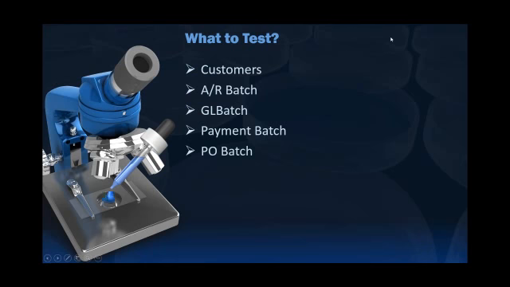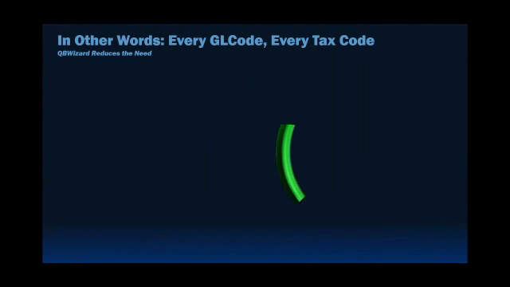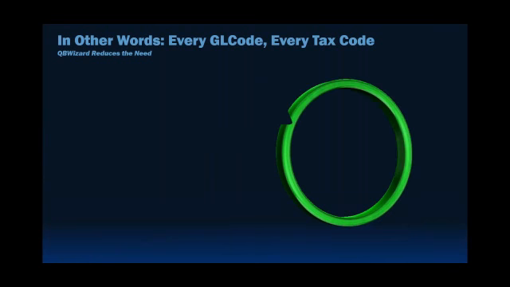Okay, so what to test? We want to test customers, the AR batch, the GL batch, the payment batch, and also the PO batch. Essentially, we want to test everything, every GL code, every tax code, to make sure they work.